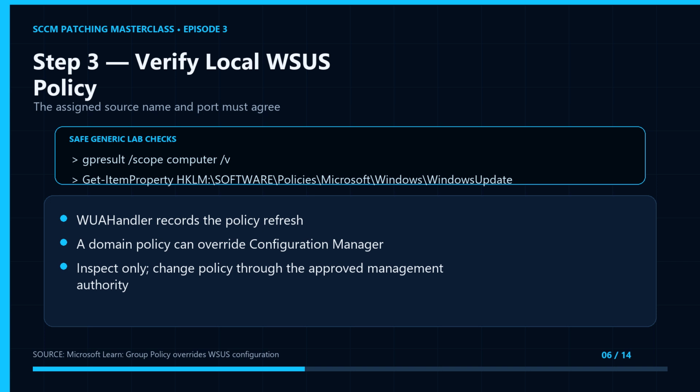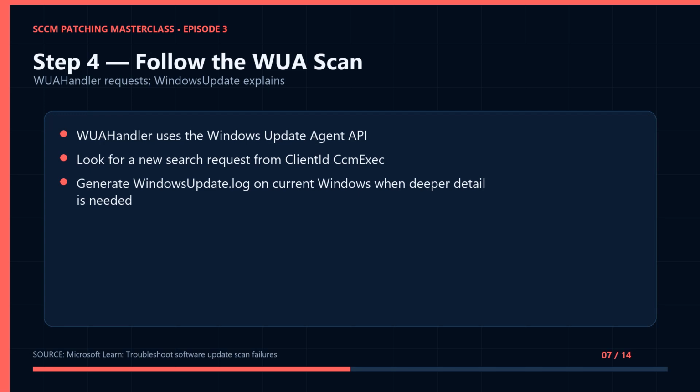The registry query is optional field practice for inspection, not a remediation. Do not directly write the registry or disable domain policy on a production device. Correct the owning Configuration Manager client setting, group policy object, or co-management design, then retrieve policy again and confirm that WUAHandler no longer reports a higher authority override. When the update source is configured, ScanAgent asks WUAHandler to scan.